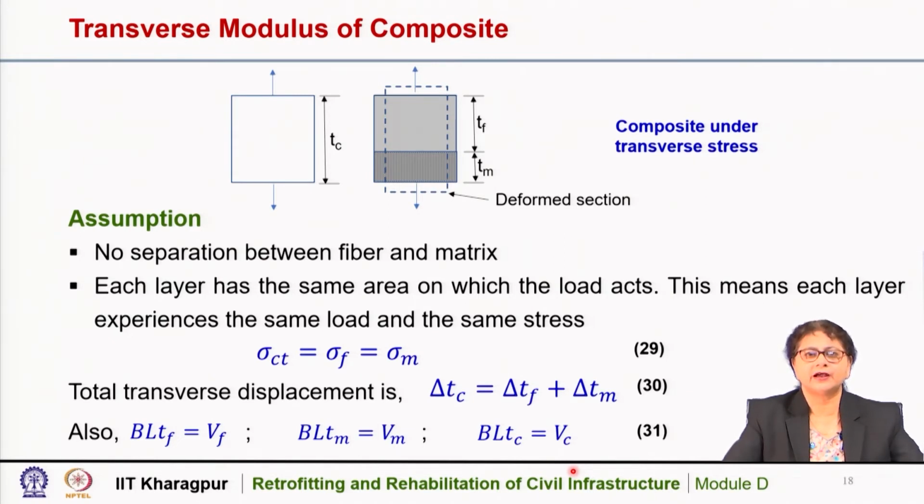Now, the volume of fiber, that is Vf, can be written as B into L into Tf, where Tf is the thickness of the fiber part, L is the length of the composite and B is the width. Similarly, the volume of matrix can be written as Vm is equal to B into L into Tm, and the volume of composite Vc can be written as Tc into B into L.